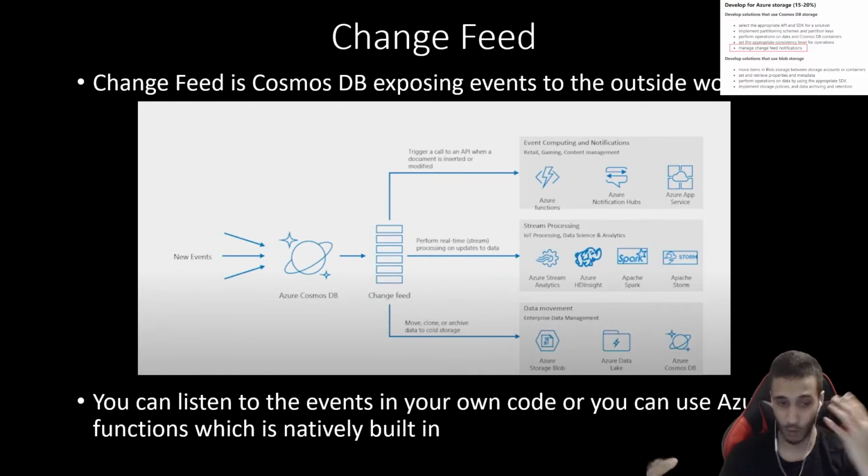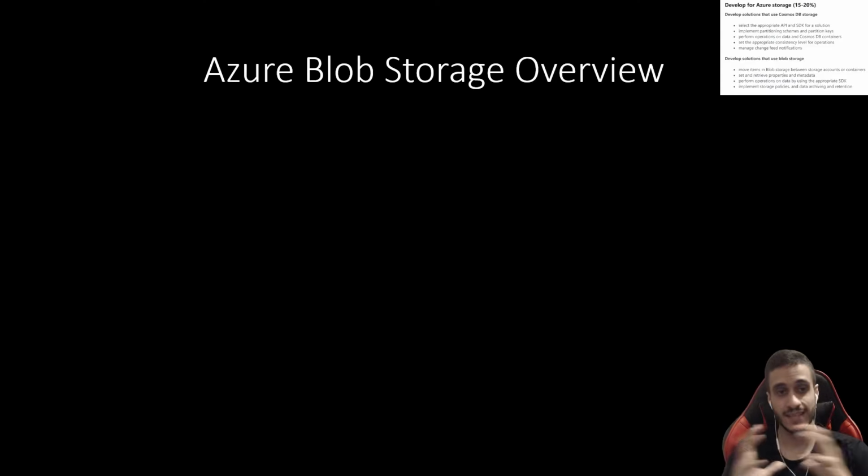Of course, you can also use Azure Functions, which is natively built in, where you can also listen to events on Azure Cosmos DB and then do specific things based on those events. So the simplest way to think about change feed is that it exposes events to the outside world that your applications can listen to. It can be in your own code by using our SDKs, or you can use Azure Functions, which is just natively built in.